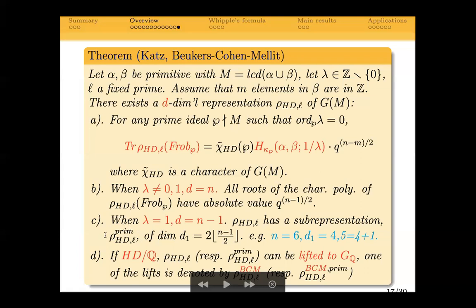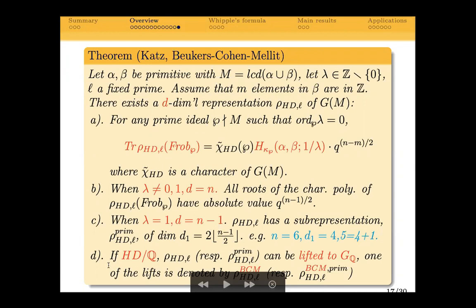The primitive part might be a little bit smaller. So the dimension is 2 times the floor of (n-1)/2. For example, take n equal to 6. In this case, d is going to be 4. When I pick lambda to be 1, for alpha of length 6, the corresponding representation is going to be 5-dimensional, and in particular it has a primitive part, which is 4-dimensional, plus a 1-dimensional representation. So it's already decomposable.